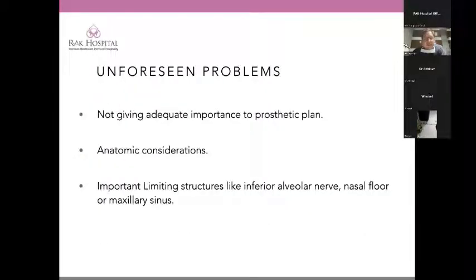The unforeseen problems in implantology are that when you don't give enough importance to the prosthetic plan, when you don't give enough importance to anatomic considerations, which are our limiting landmarks like the inferior alveolar nerve in the lower jaw, nasal floor or maxillary sinus in the upper jaw. So we do see a lot of complications by clinicians who are not adequately trained or who don't give enough importance to the planning aspect.